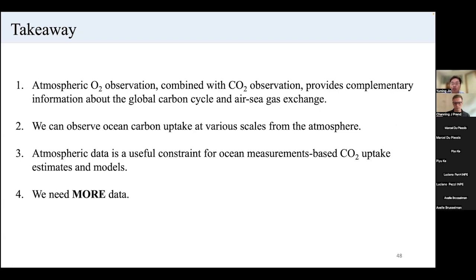Oxygen flux is also easy to simulate in models because the thermal and non-thermal parts reinforce the oxygen flux cycle, which might be a better metric to benchmark ocean biogeochemistry models. And I also showed we can use oxygen observations to quantify the ocean carbon uptake independently.